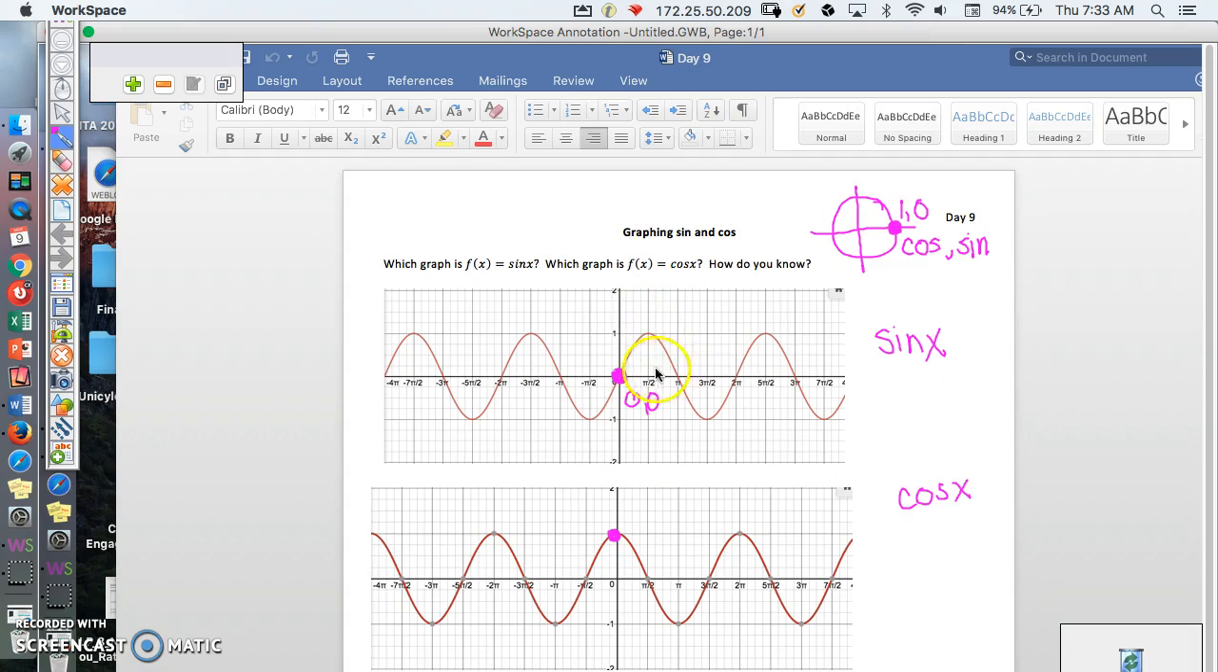Now if we look at a couple things about both these graphs, the amplitude is 1, because there's our high and our low, 1 and negative 1, and our midline is there. Our period, the length of a wave, is 2 pi. And the same for cosine, our amplitude is 1, and that period, even though it starts high, gets back to that high point at 2 pi.